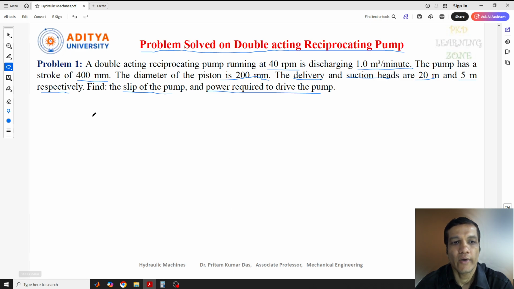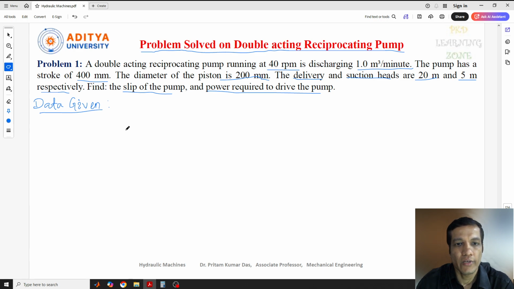So two things we need to calculate. One is slip, another one is power required. First of all, we'll write down the data given here. From the question you can easily find out the data given. Then we'll go for the solution of what we need to calculate. The question is very simple: we need to calculate only two things, one is slip, another one is power.